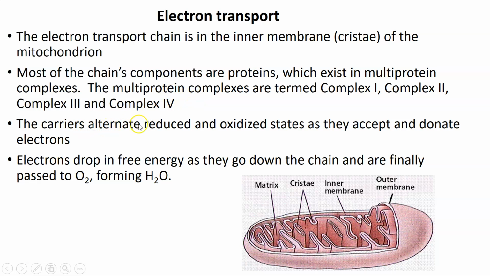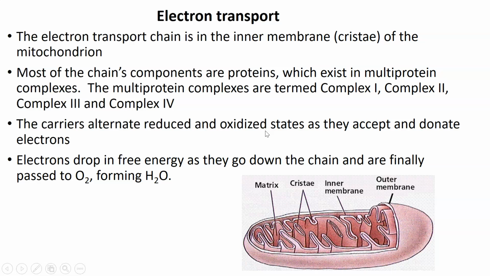These complexes are a collection of proteins which, a bit like a relay system, relay the electrons. As they relay the electrons, they harvest some of the energy and use that energy to pump hydrogens, or hydrogen ions, out into the intermembrane space.